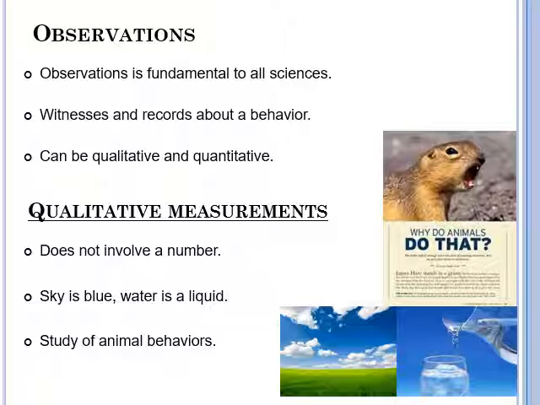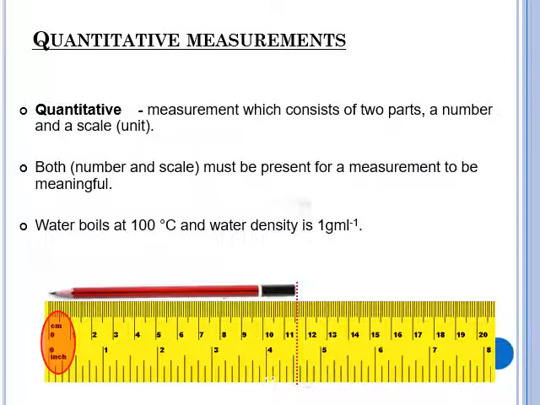Study of animal behavior: is it that the animal eats, sleeps, runs, and so on? That is just behavior, so that is some of observation. But quantitative involves numbers. It consists of two parts: a number and a scale. Both number and scale must be present for the measurement to be meaningful.